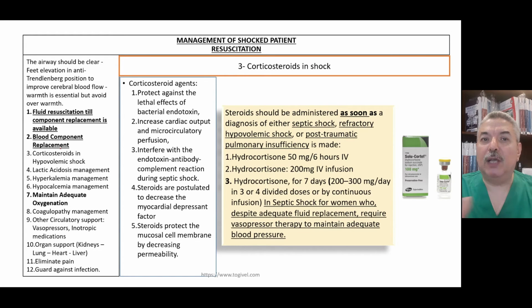So we usually give hydrocortisone. You can give 50 milligrams every 6 hours, or 200 milligrams by infusion, or 200 to 300 milligrams divided in 3 to 4 doses daily for 7 days. In septic shock, you don't give one dose. You give it for 7 days.